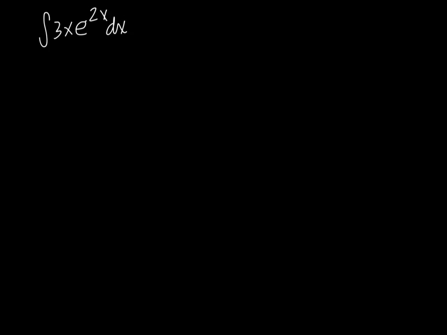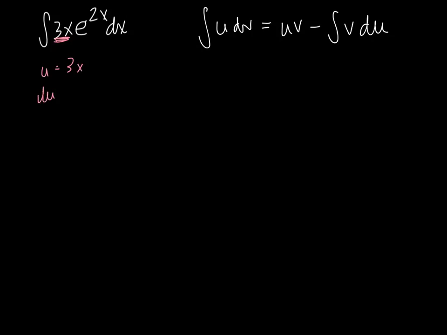So again, I'm going to remind us of what our formula is. The integral of u dv is equal to uv minus the integral of v du. So again, we want to pick u and we want to pick dv. Pick your u so that its derivative is something simpler. And usually you want to pick something like 3x or x or anything like that. So I'm going to choose u to be 3x, and then its derivative, its differential, is going to be 3 dx. And again, then what's left over is going to be my dv.